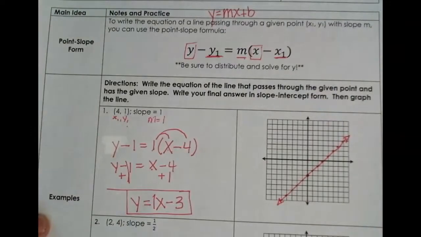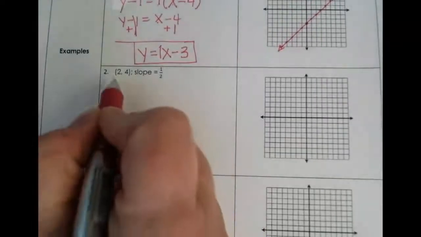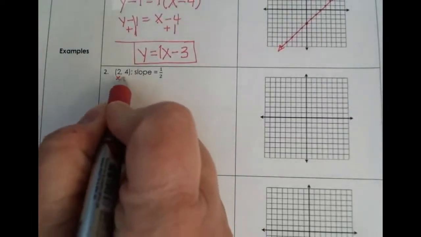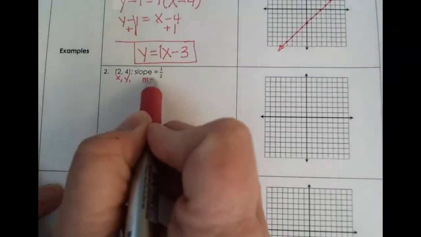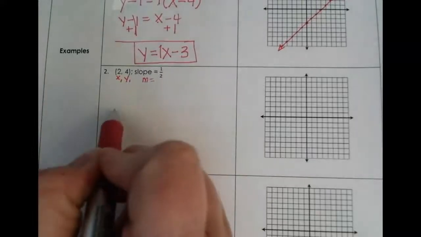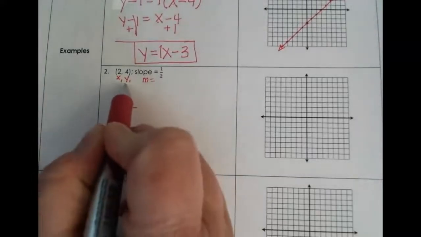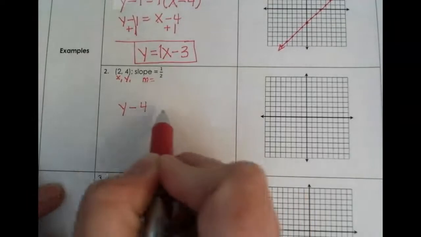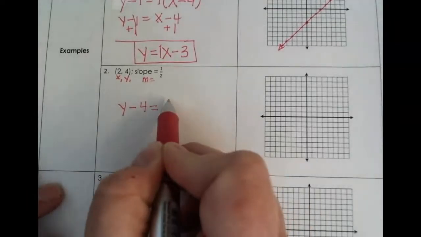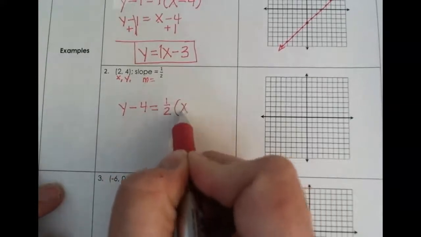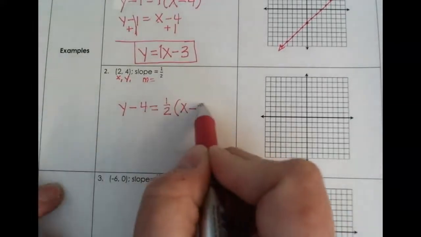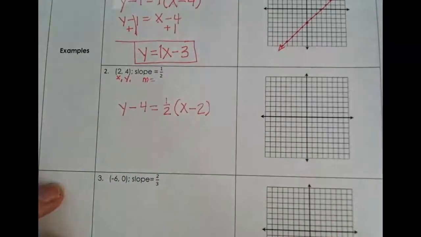Alright, let's try it again. Alright, so let's take a look at our second problem. We have x sub 1, y sub 1, and we have our slope. So let's plug them in. y minus y1, which is 4, equals my slope, which is 1/2, times x minus x1, which is 2.